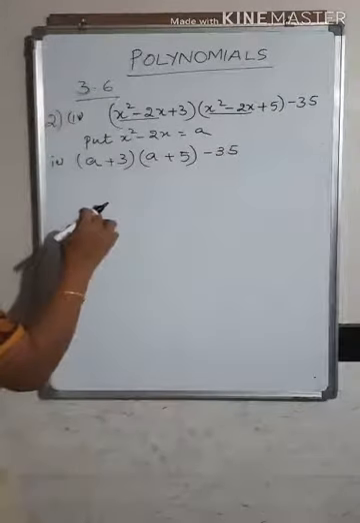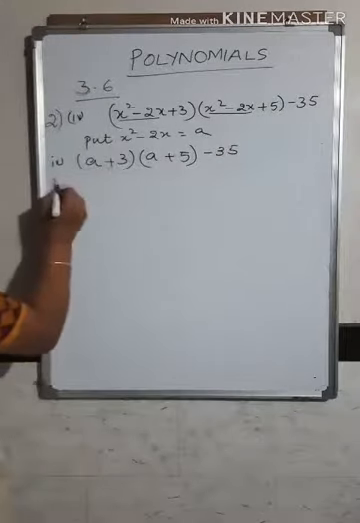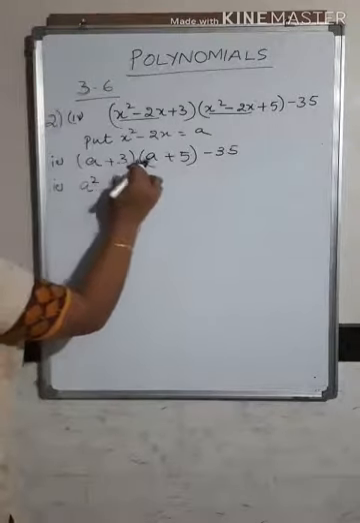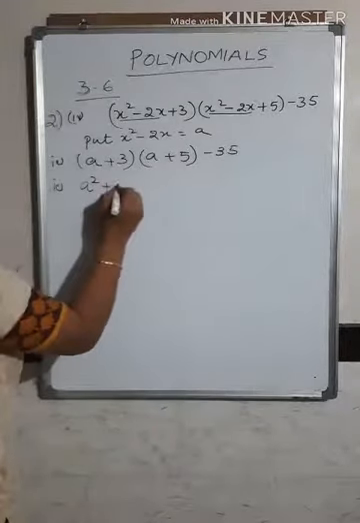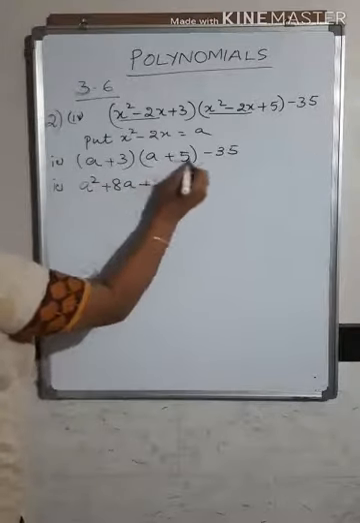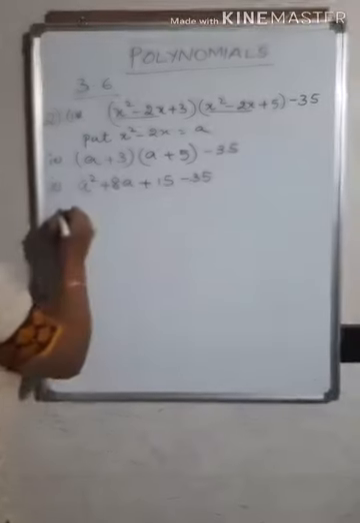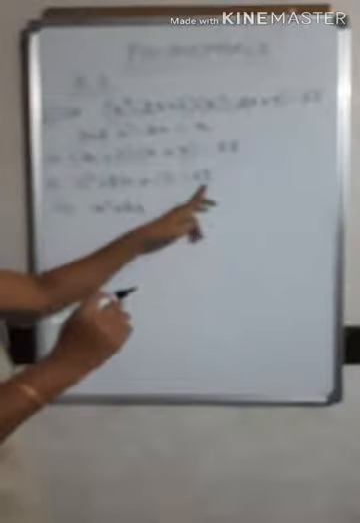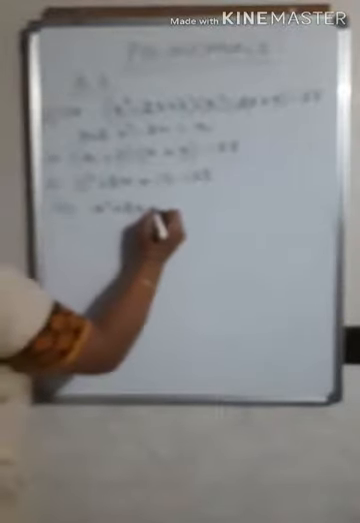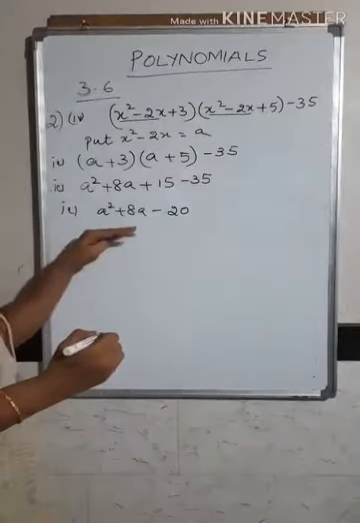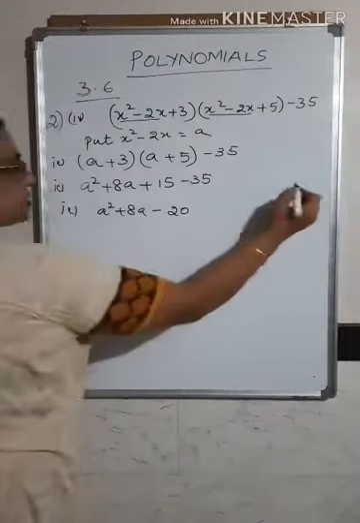Now here what you have to do is multiply this one. When you multiply, a into a is a square, 3a plus 5a will be equal to 8a, plus 5 3s are 15, and this minus 35. So simplifying this you get a square plus 8a plus 15 minus 35, which will be equal to minus 20. So now you have got this in the standard form where you have to find the factors for this.